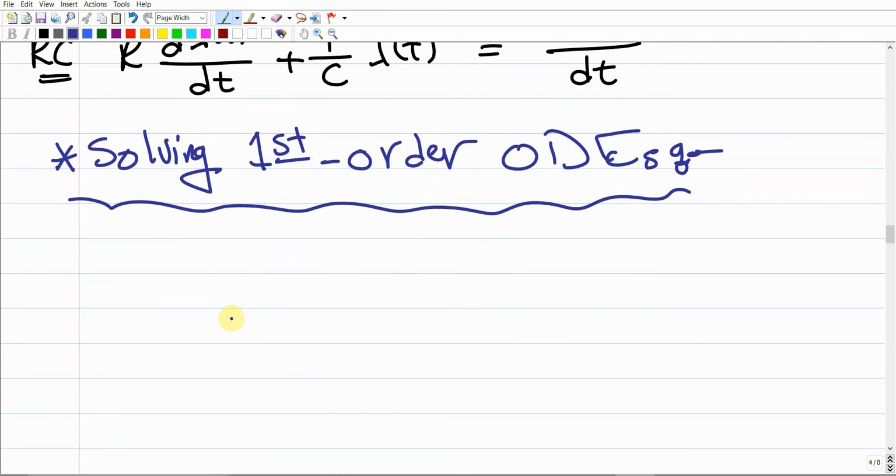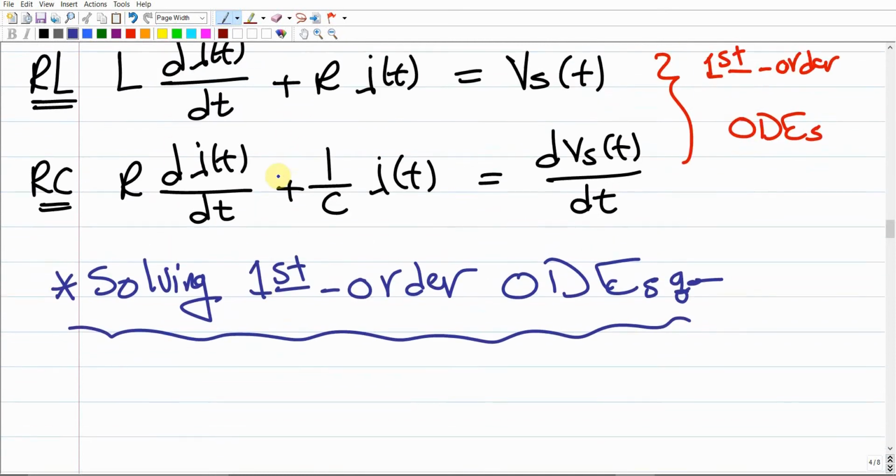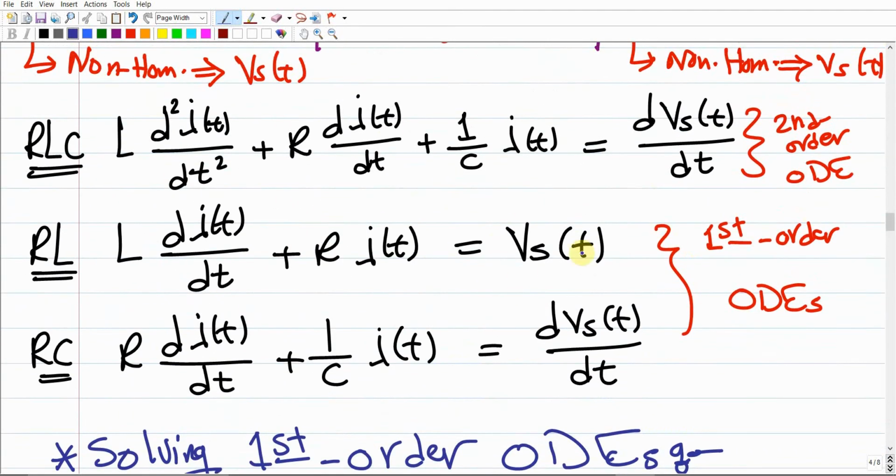So any first order ODE, we can generally write this equation, since we are interested here in either. As I mentioned, in many of the cases Vs will be given. It means that generally the objective is just to solve the ODE for the current.